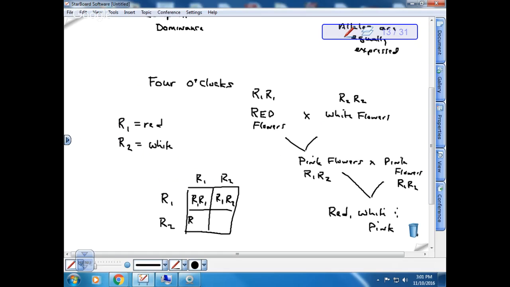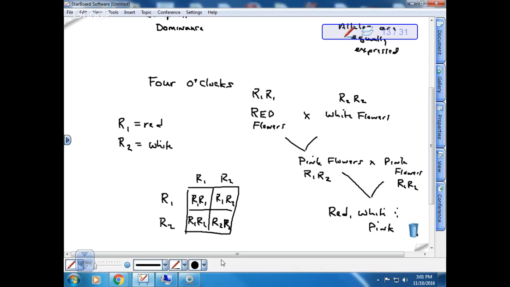That's pink. This is pink. And then this one is white. So 1/4 would be red, 1/2 would be pink, and 1/4 would be white.